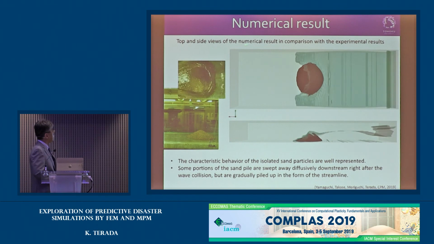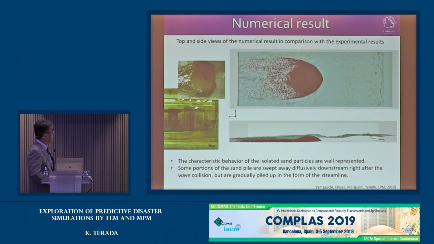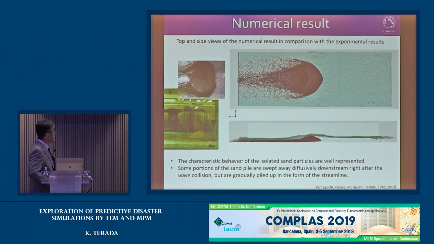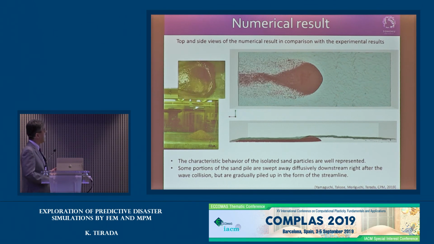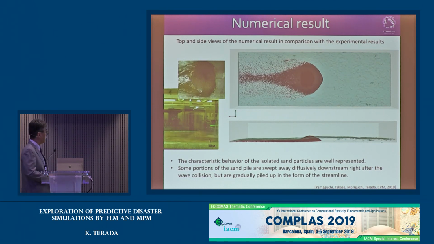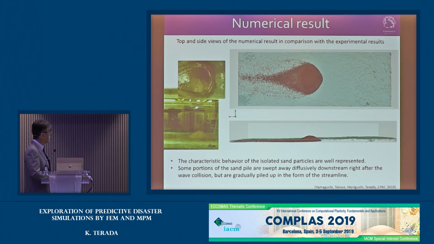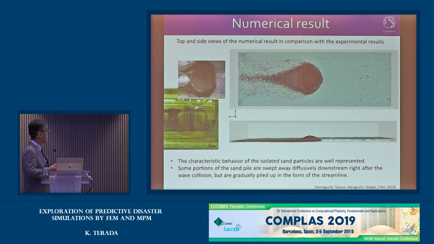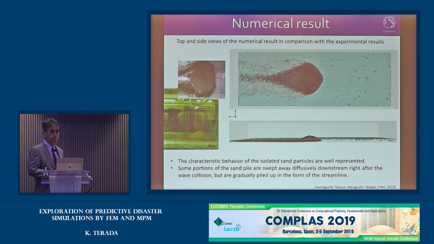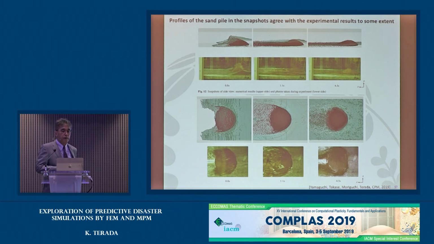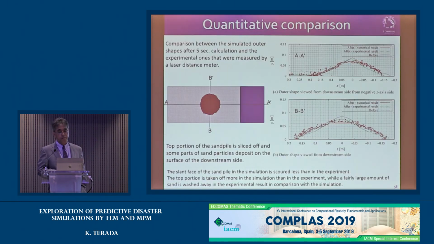These are the top and side views of the numerical result in comparison with the experiment. As you can see, the characteristic behavior of the isolated sand is well represented. Also, some portion of the sandpile was swept away diffusively downstream right after the wave collision, but gradually piled up in the form of a streamline. The profile of the sandpile in the snapshot agrees with the experimental result to some extent, as you can see.